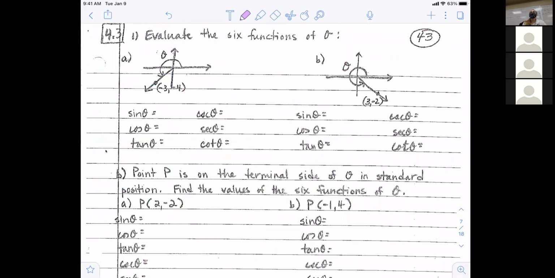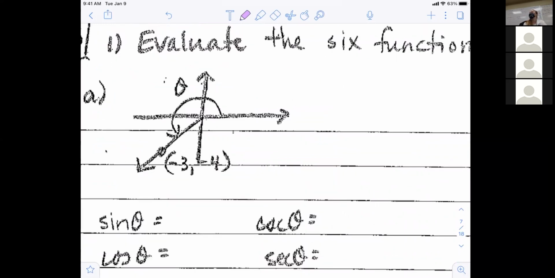This looks different and confusing, but I'm going to promise that it's just like what we've learned earlier in this unit. I'm going to zoom in on my graph. It says evaluate the 6 trig functions. I have given you an angle that's on my coordinate plane. It's a standard position angle, and it's bigger than 90 and it's bigger than 180.